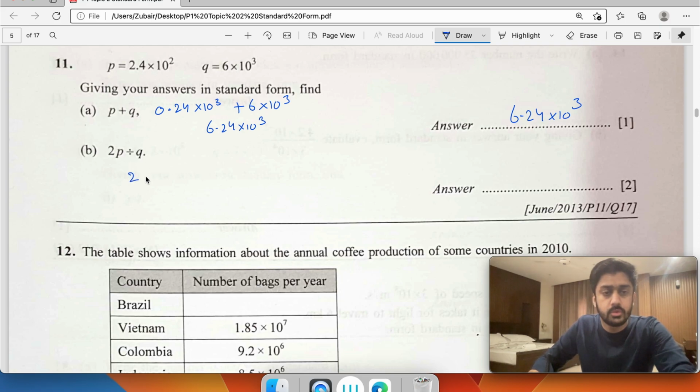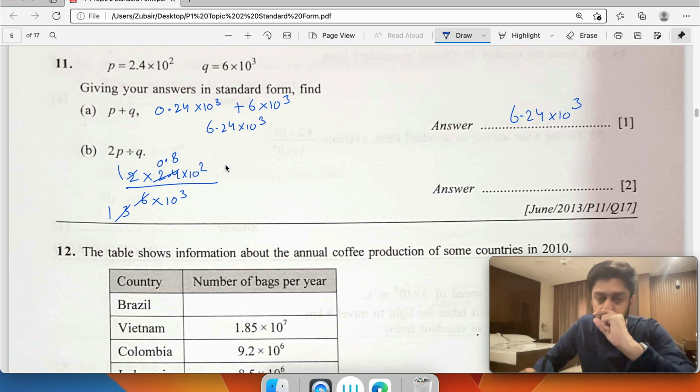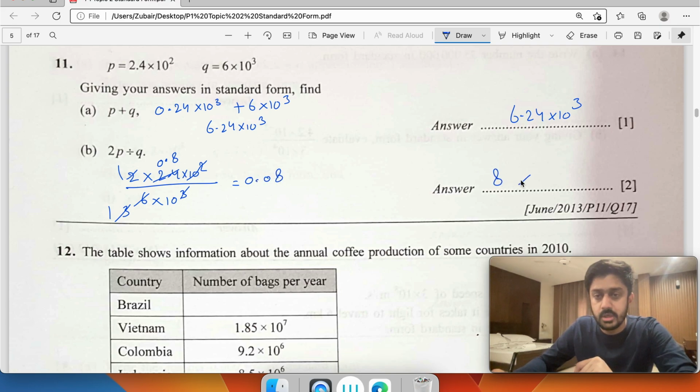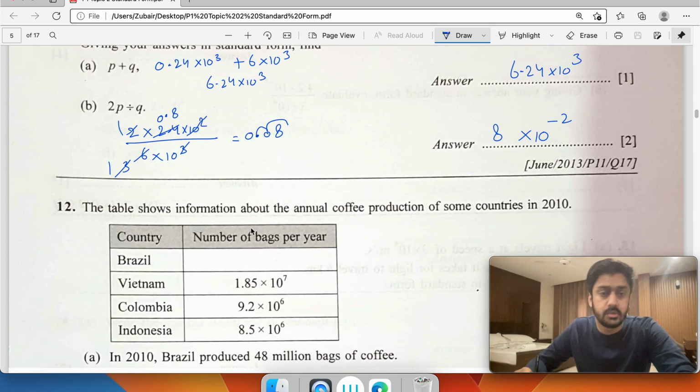2p divided by q. So 2 times 2.4 times 10 raised to power 2 divided by q, 6 times 10 raised to power 3. 2 1 times, 2 3 times. We know 3 8 times is 24. So 3 0.8 times is 2.4. Get rid of these zeros. So 0.08. Writing it in standard form is 8 times 10 raised to the power minus 2. We moved the decimal by 2 places. When you go to the right, you put a negative sign. When you move to left, you put a positive sign.